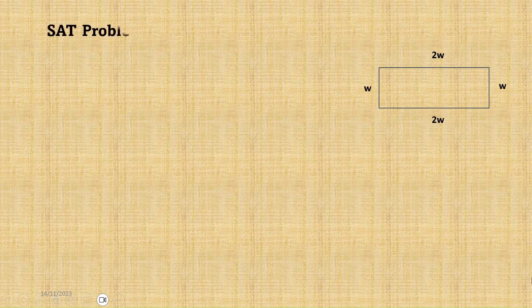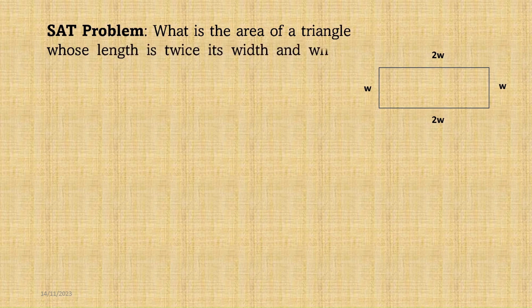SAT problem. What is the area of a rectangle whose length is twice its width and whose perimeter is equal to that of a square whose area is 1?